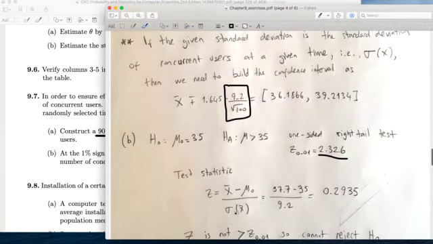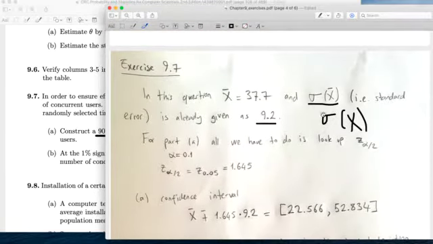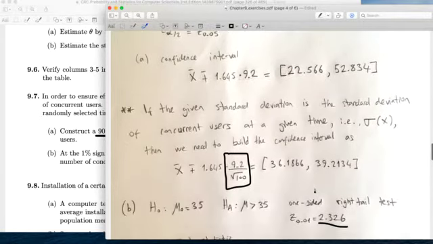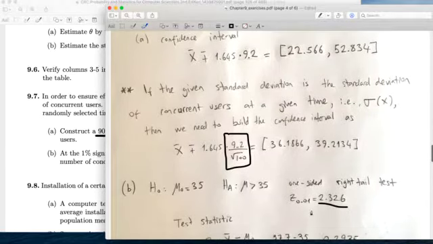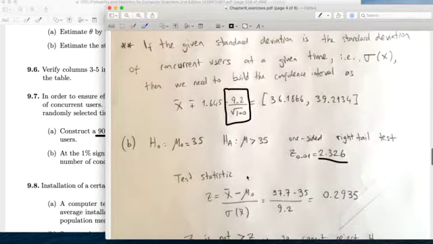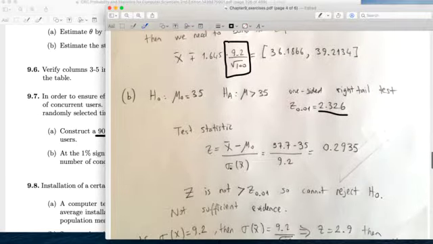Whether the 9.2 is the standard error of x bar, or whether 9.2 divided by 10 is, whether this is 9.2 or 0.92, as I said, is going to be different depending on your interpretation of the last sentence of the question. If you interpret it like this, the test statistic is 0.29.